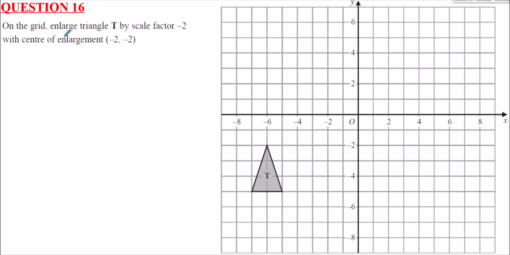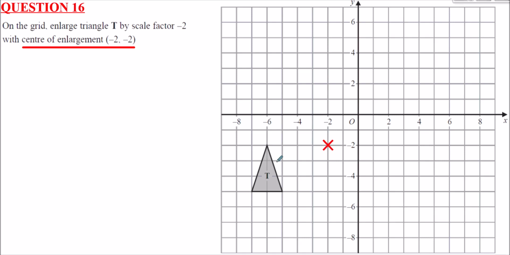Question 16, we have a transformation. In particular, it's an enlargement. We're enlarging triangle T by scale factor -2, centre of enlargement (-2, -2). So I'm going to add the centre of enlargement on the diagram with a big red cross. So we're going to put the centre of enlargement on here.